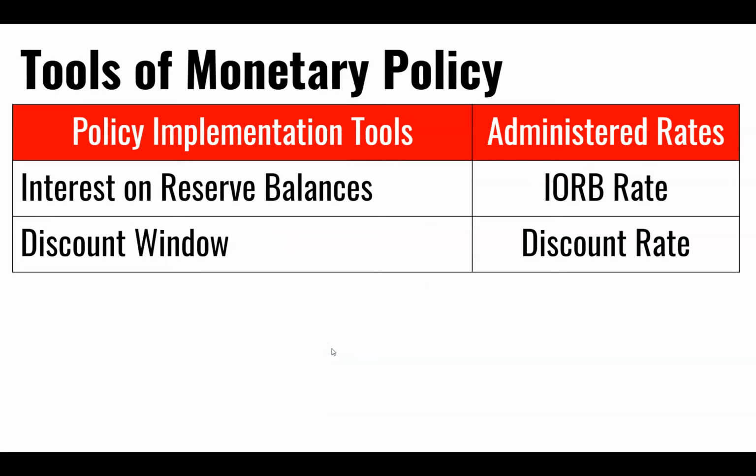So the big tools here for the Federal Reserve is the interest on reserve balances, which is the interest rate they pay, that policy rate that we talked about, and the discount rate. So they're going to set that range of interest rates that they want to see.